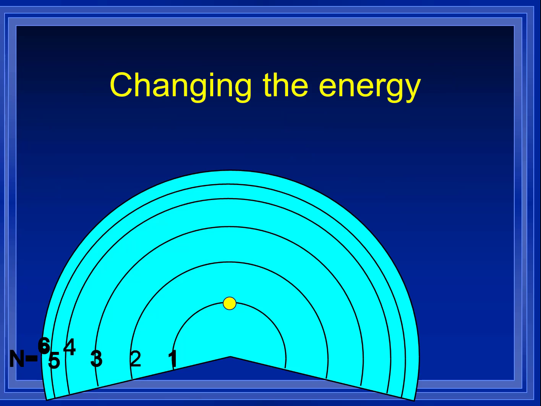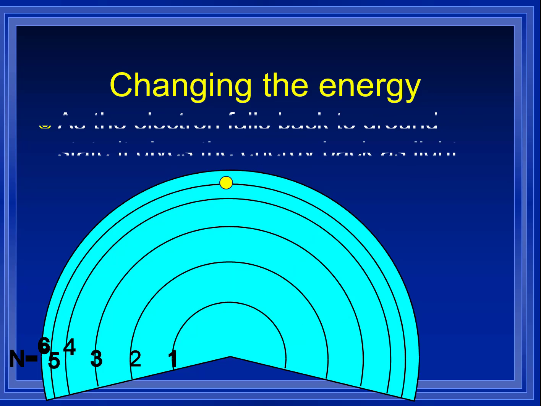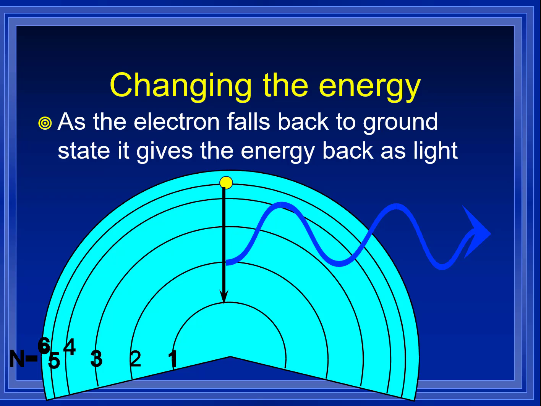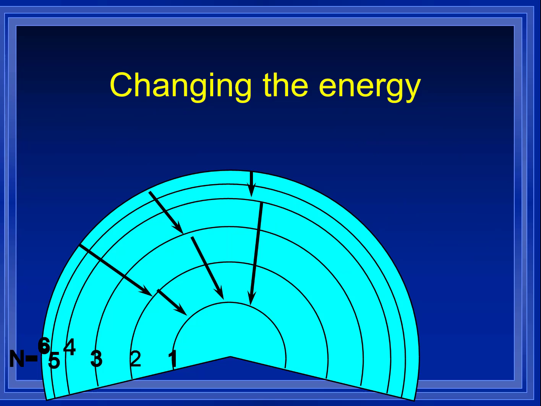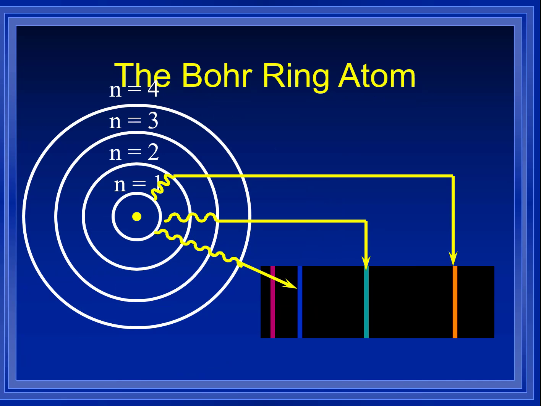But there's a ground state. This is hydrogen because it's only got one electron. We say we heat it up, it jumps up. Once it's up there, it's going to fall back down. And when it falls back down, it gives off light. But it could fall back down in steps, and each one of these steps would be a different amount of light. It could fall from the 6th to the 4th without being in between, and then from the 4th to the 1st. So that's why you see the lines. The fall from here makes the blue line. The fall from here makes the green line. The fall from here makes the orange line.